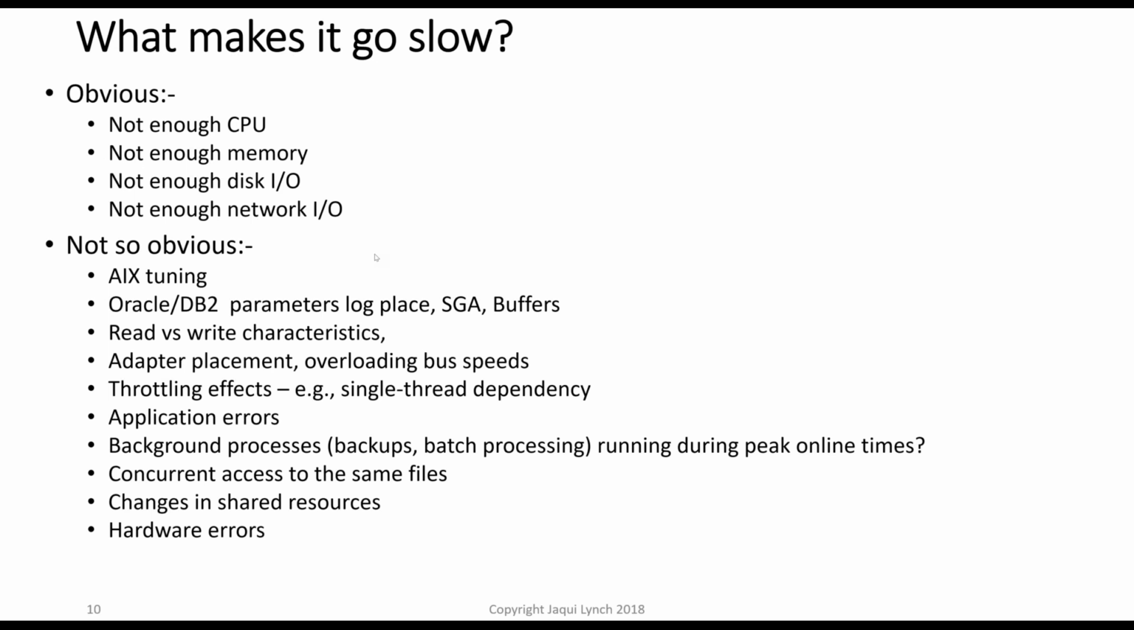What is it that makes things go slow? And typically, there's the obvious CPU, memory, disk, and network I/O, but there's a lot of not so obvious things. You could have tunables in your system that have been in there for the last 10 years because of a PMR that was opened, and you've since replaced the hardware, you've upgraded the operating system, and nobody readdressed the tunables. There's also a lot of other things that could cause problems. So, don't just assume that it's always going to be the obvious.